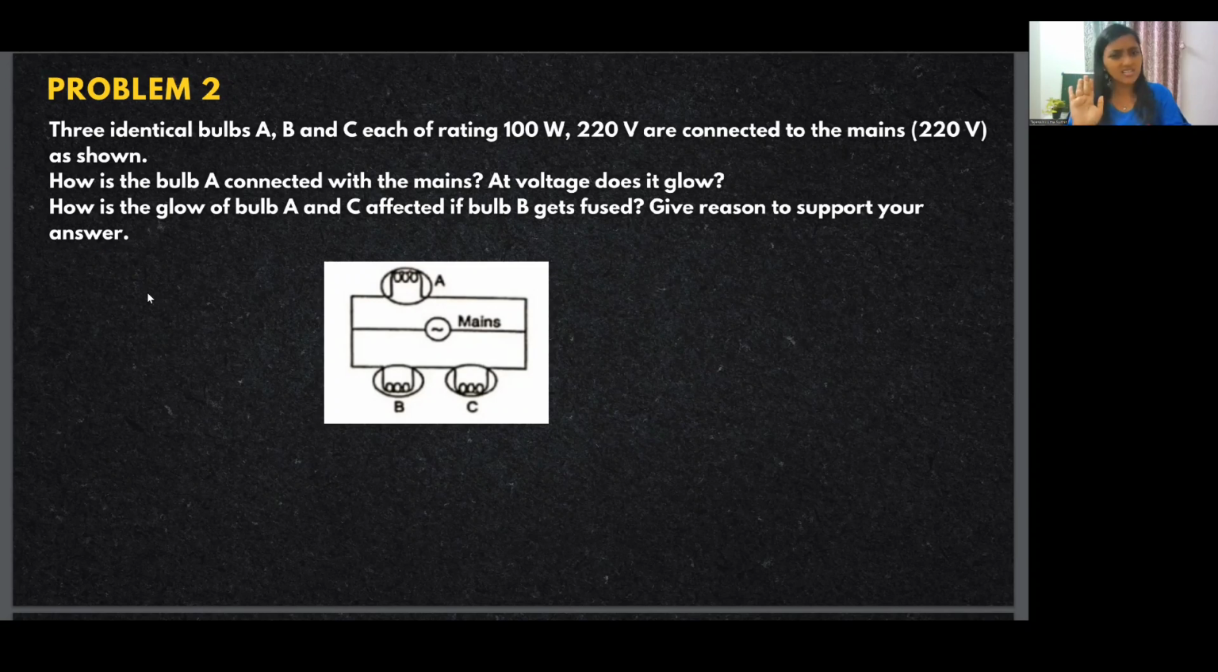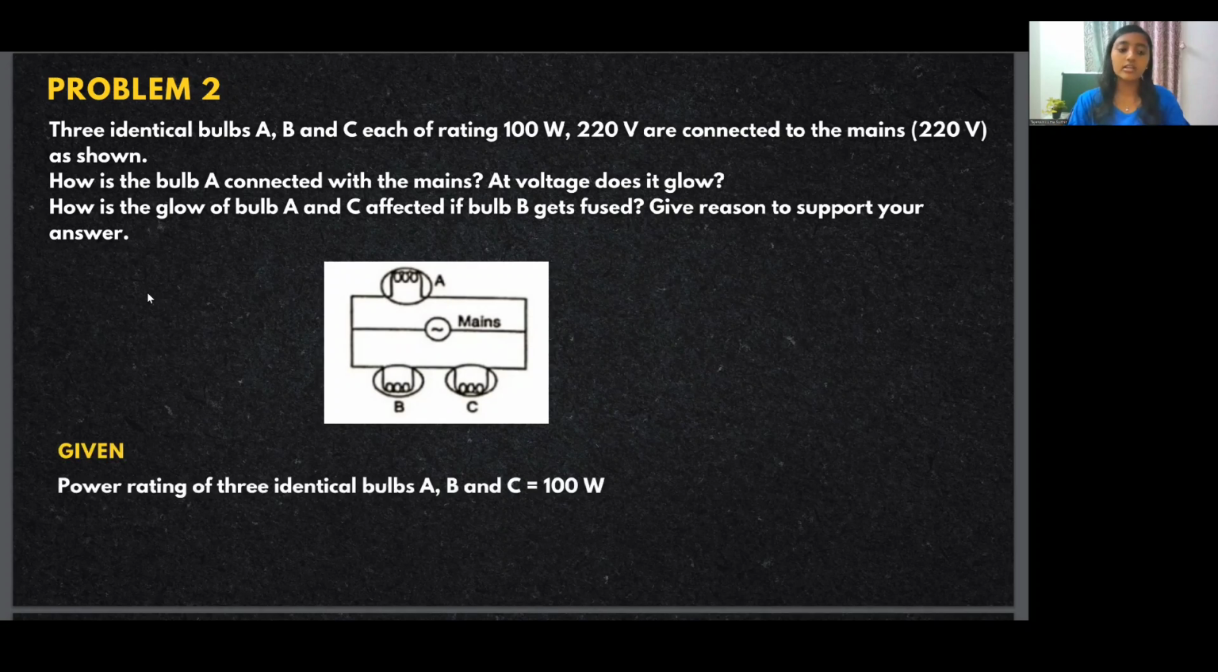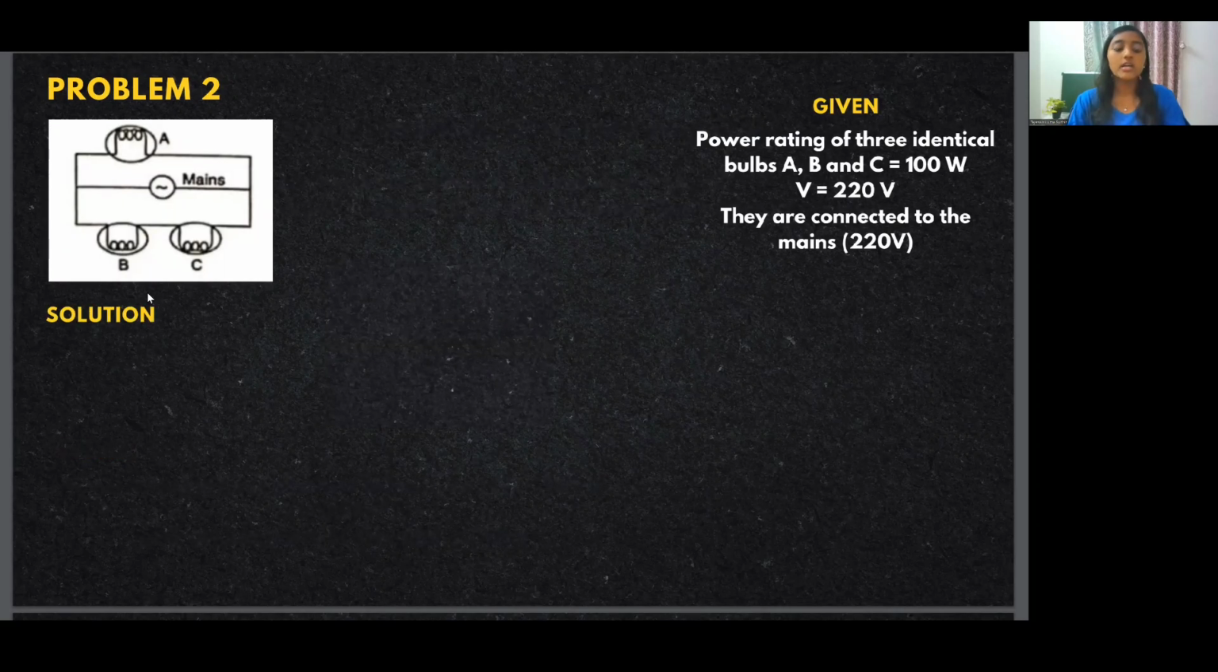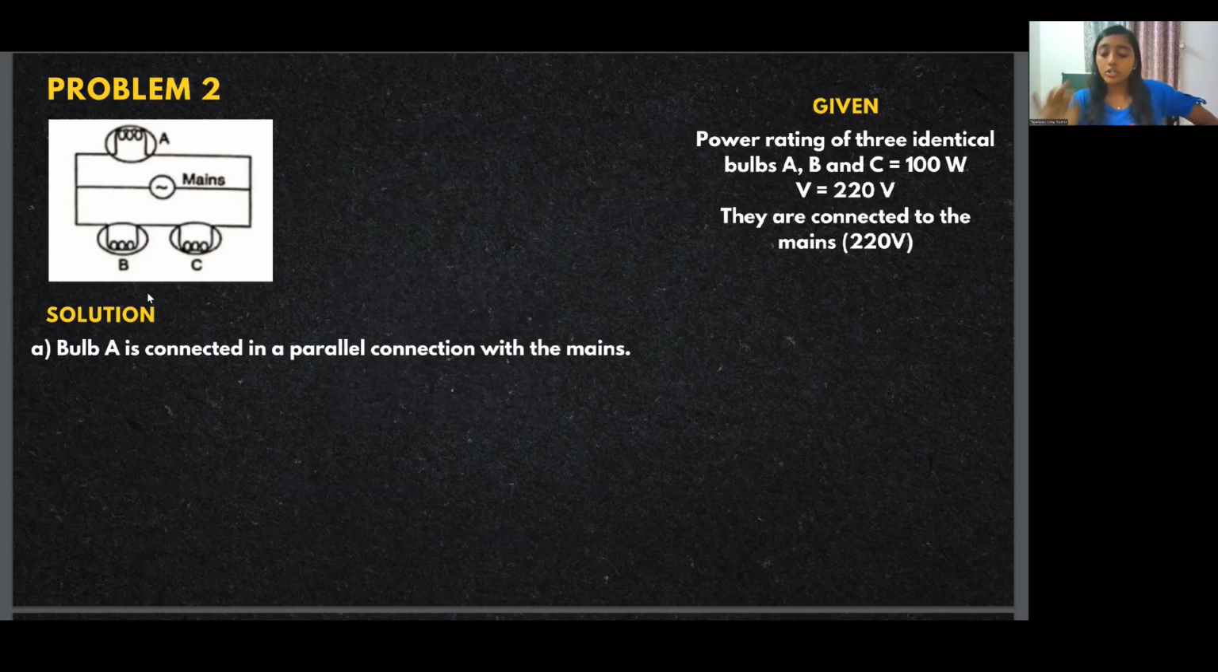So let us go part by part. This is a simple question related to electricity, right? So let us first, as usual, write down what is given. What's given is that the power rating of the 3 identical bulbs, A, B and C, all 3 of them, is 100 watts, 220 volts. And they're connected to the mains, which is 220 volts. That's all that is given to us. Now, we know the concept of parallel and series, right?